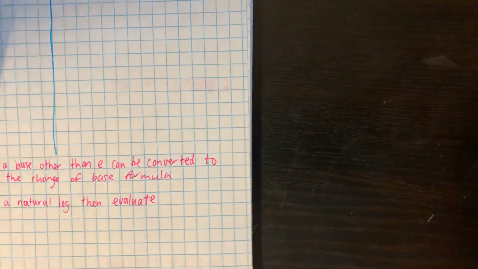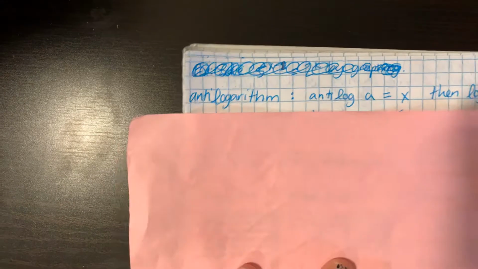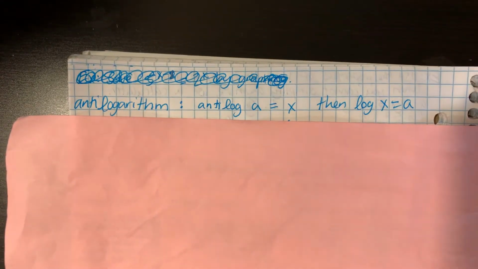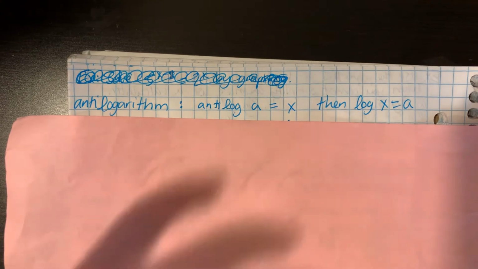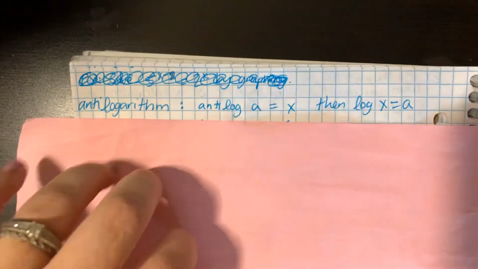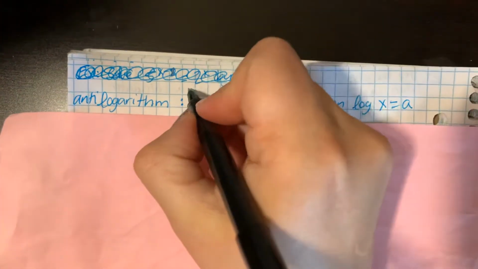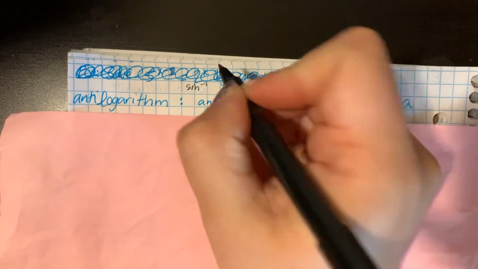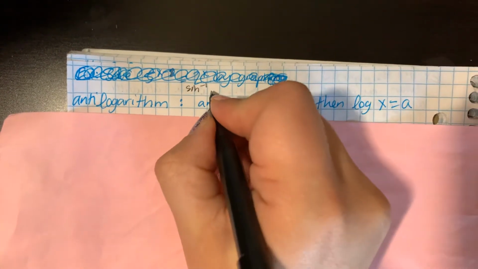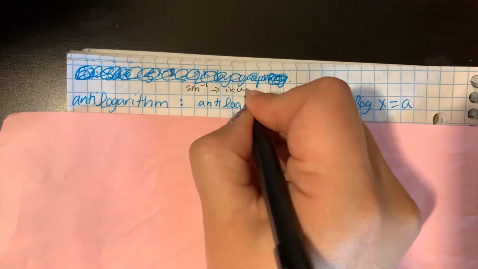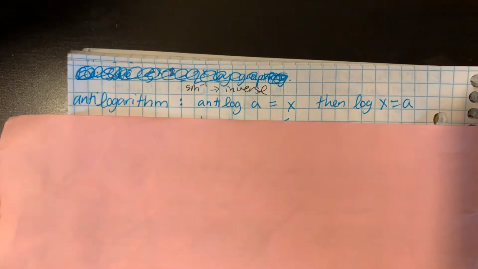Sweet. One more concept and then we are done for this lesson. The last thing I want to talk about is an anti-logarithm. Remember, if something's anti, like sine to the negative 1, we're talking about anti there, and we're really talking about the inverse. That's what we're doing here.